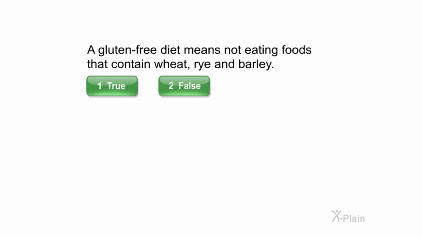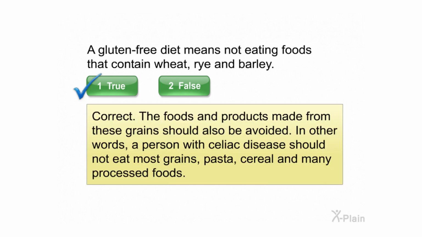A gluten-free diet means not eating foods that contain wheat, rye, and barley. Select true or false. Correct. The foods and products made from these grains should also be avoided. In other words, a person with celiac disease should not eat most grains, pasta, cereal, and many processed foods.